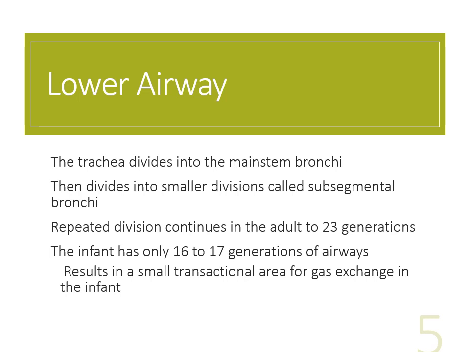As in an adult, the trachea divides into two main stem bronchi, the left and the right. These divide into smaller divisions called subsegmental bronchi. And this is repeated over and over until once they reach adulthood, there are 23 generations. However, in an infant, there are only 16 to 17 generations present, and this results in a smaller area for gas exchange.